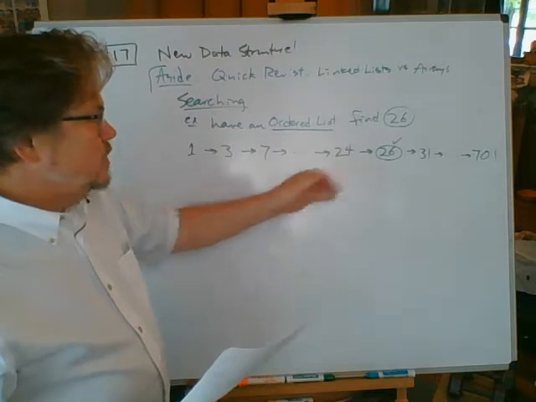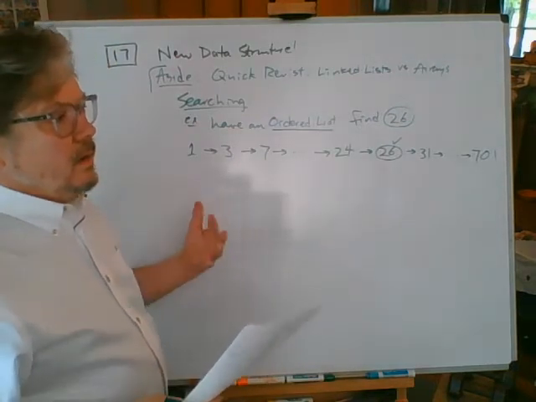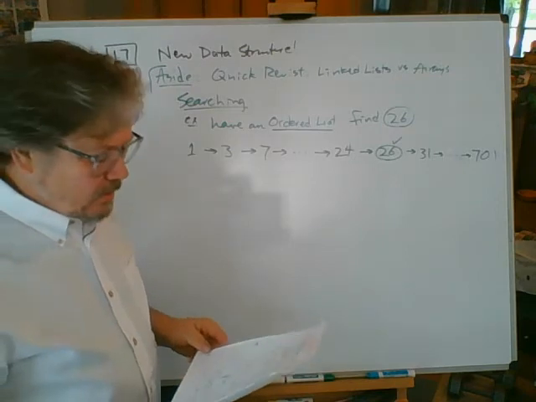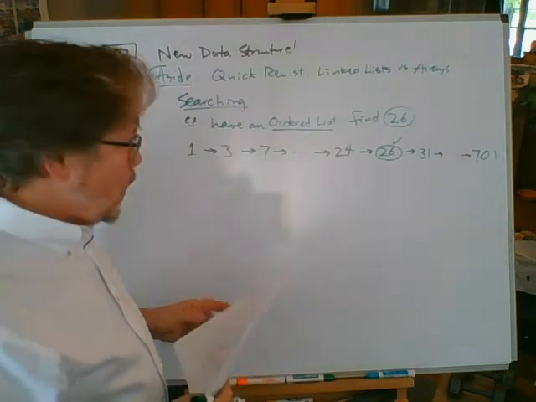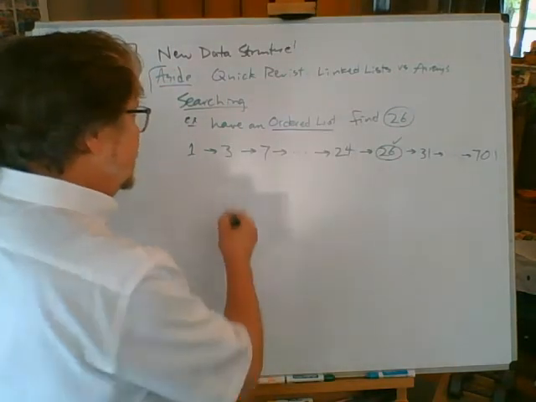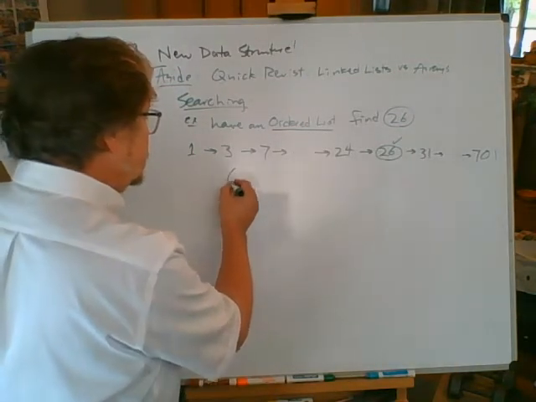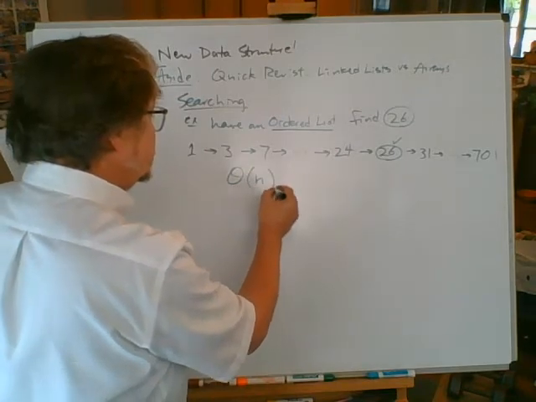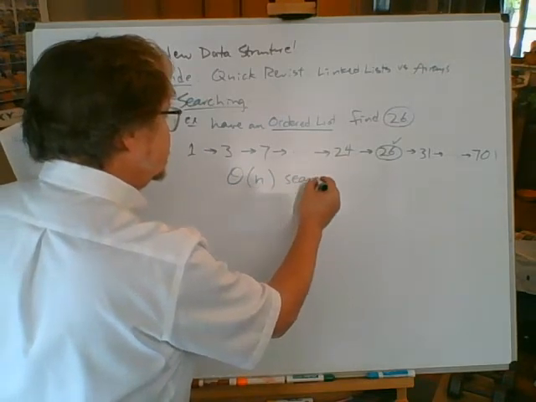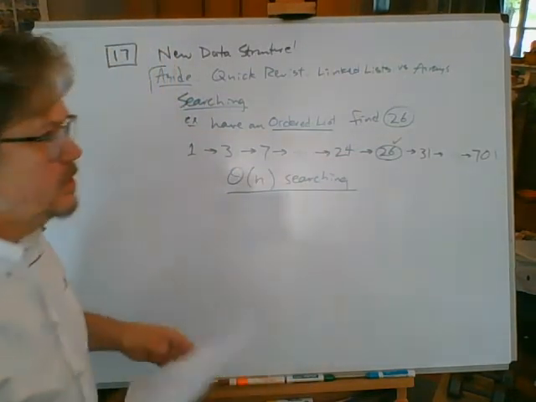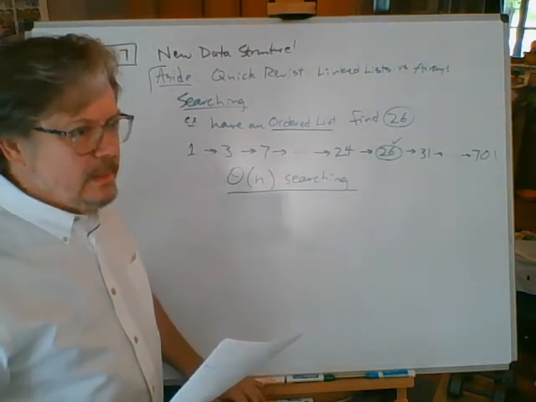We kept it in order, so we know we can cut our losses short if we get to a point where 26 should have been and something else is there that's greater. So it's not too bad. In fact, that is what we in the biz would call order, with a big script O here, order n searching, S-E-A-R-C-H-I-N-G. Order n searching. What does order n mean?